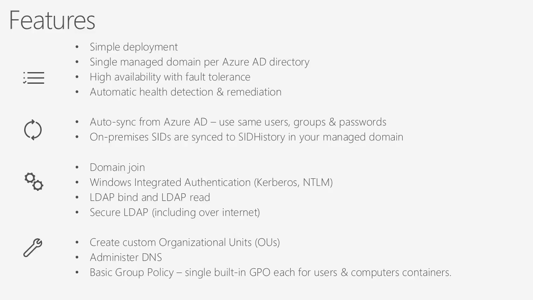Essentially, it's like traveling with two passports if you're not familiar with SID history. So those ACLs will reference a SID. That SID will be there and present in the SID history, and the users should have seamless access to that resource. It's a very nice feature.